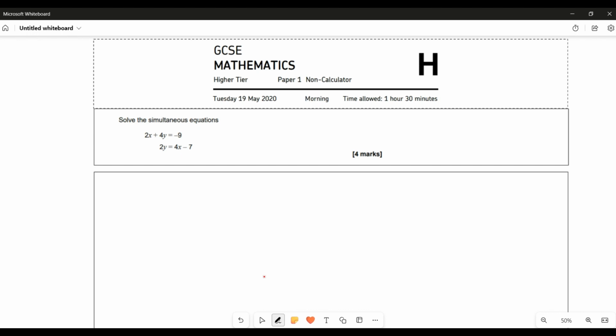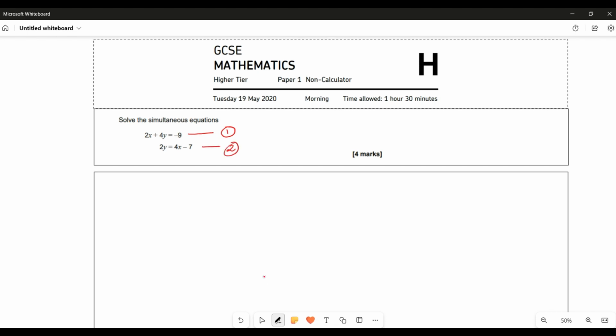The substitution method says that you have to use one equation and make any one of the variables the subject. Then whatever value you have got for that variable, substitute that value into the other equation. Let's see what I just said. Let's say this is equation 1 and this is equation 2.